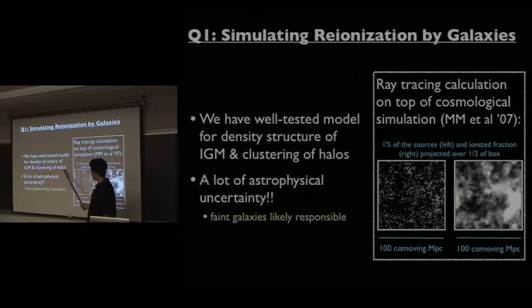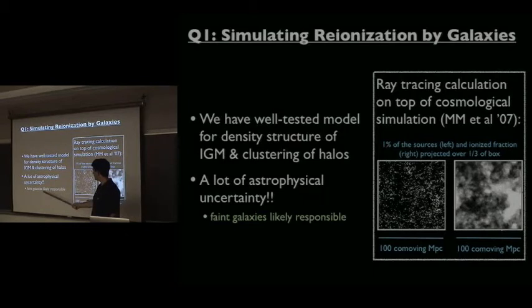And we also understand how halos cluster. And so this is what we know when we're modeling ionization. What don't we know? Well, there's a lot of astrophysical uncertainty. We think faint galaxies are responsible for ionizing the universe. However, which faint galaxies, we don't know. We don't know how ionizing photons escape out of galaxies. Presumably they are escaping, and the universe becomes ionized.